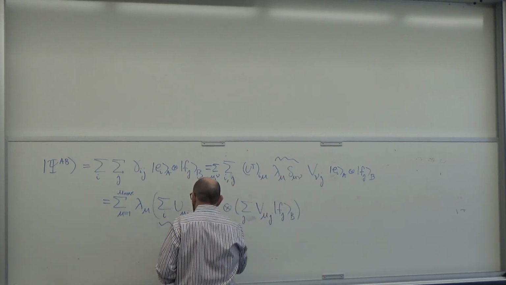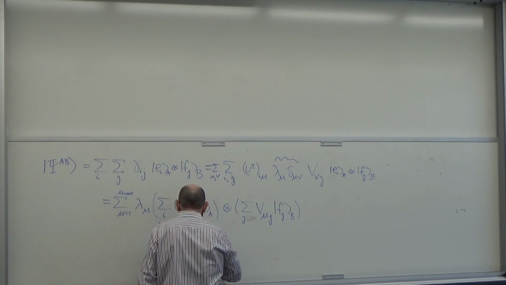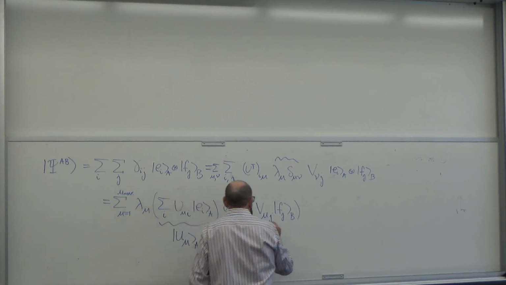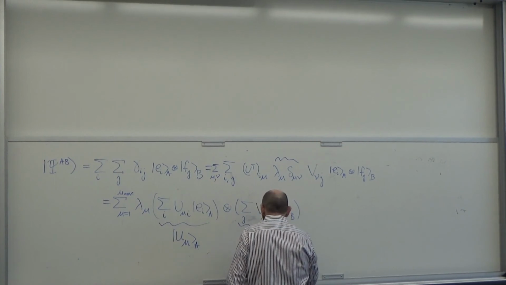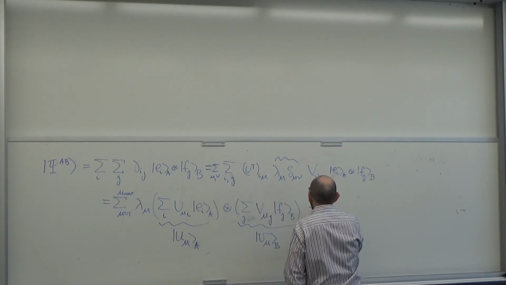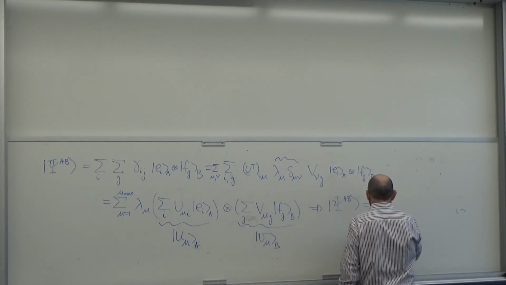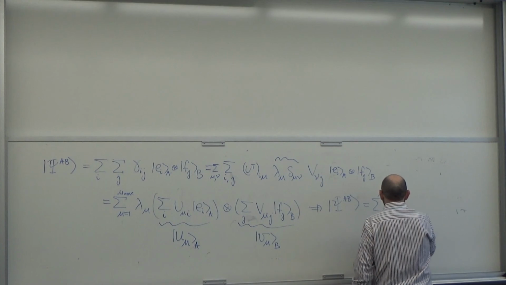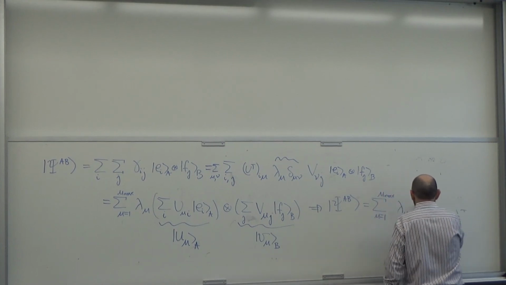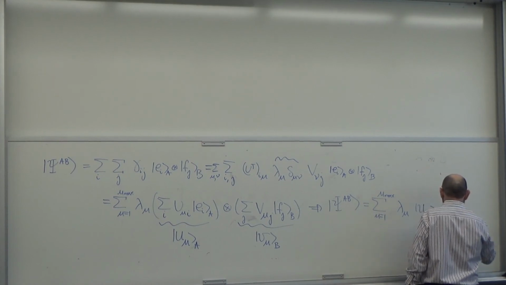And we will call this thing u sub mu A, and this v sub mu B. And so the final answer is that the joint state is equal to a sum over mu of the singular values lambda mu, u mu A, tensor v mu B.